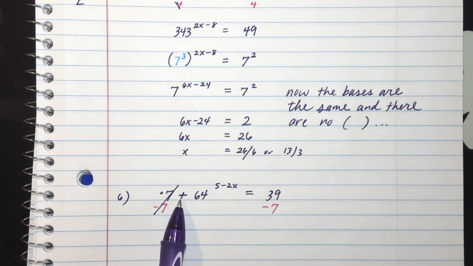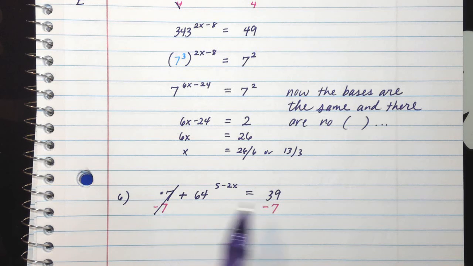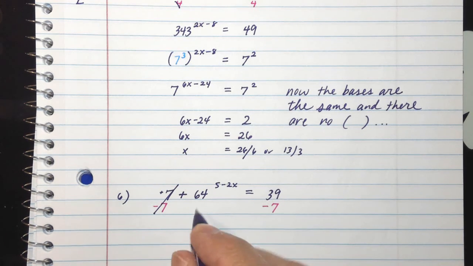If that were a minus sign, then you would have to divide by negative 1 on both sides to get rid of the minus sign. That's why I messed up. Whew. Okay.